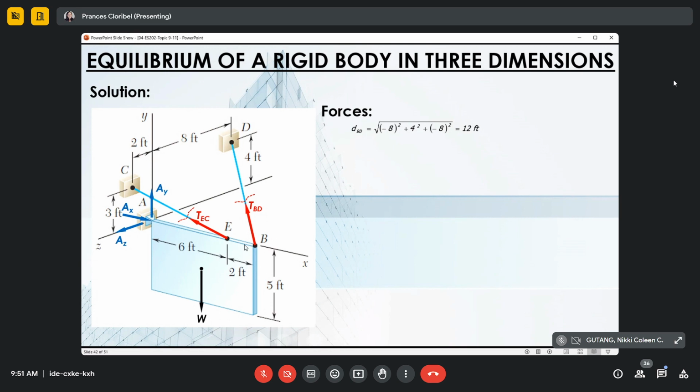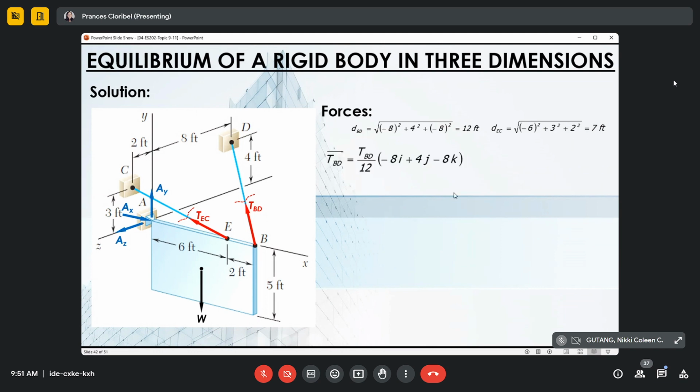For BD, from B to D, that is negative 8. Next, positive 4 for our y, and then backward for z, negative 8 as well. So the directed distance from B to D is 12 feet. For E to C, that is negative 6, then 3, positive 3, then forward 3 feet. So the directed distance from E to C is 7 feet.